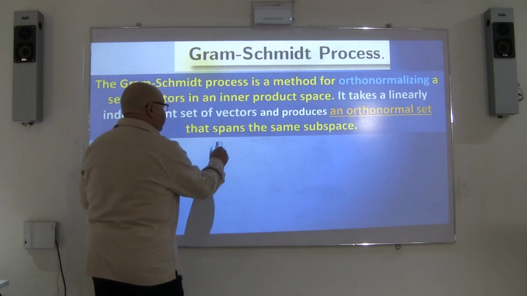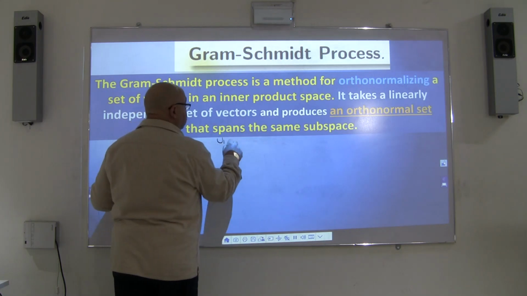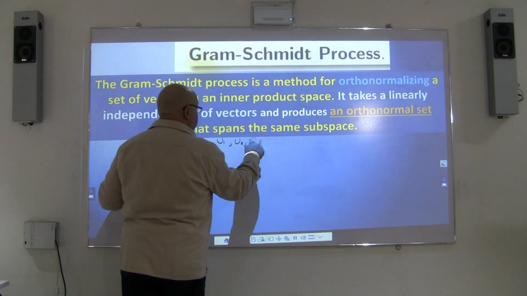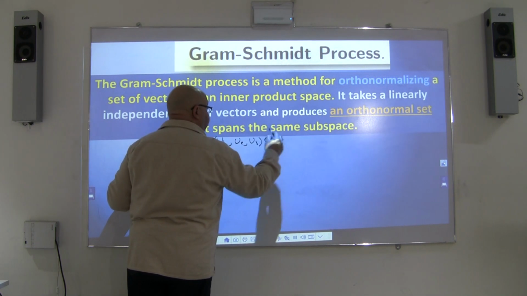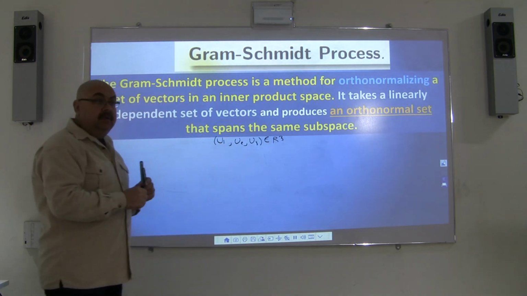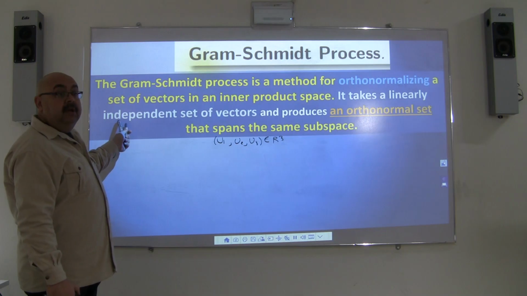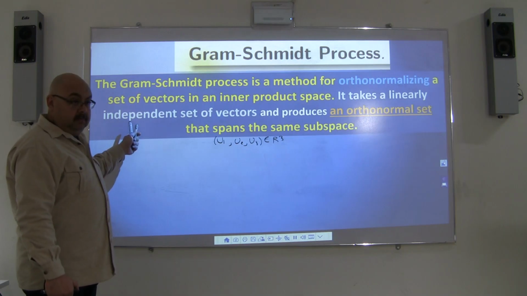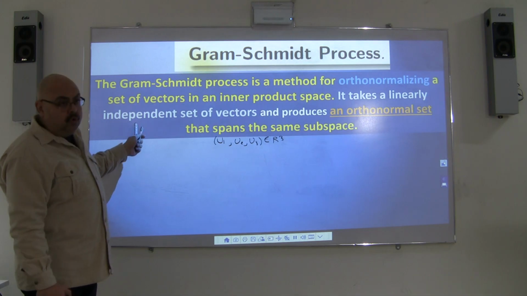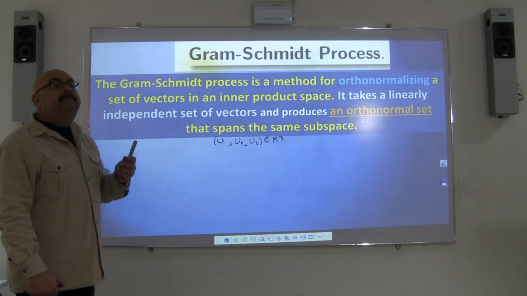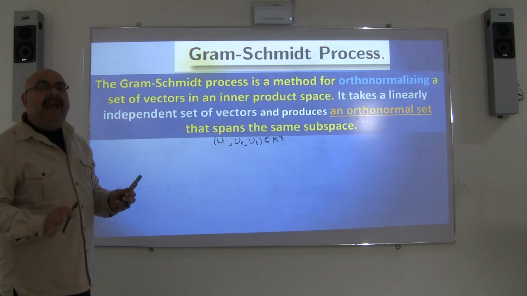If I have U1, is this color clear for you? If I have U1, U2, U3, this is a basis belonging to R3. So how many vectors? Three of them. They are linearly independent, but they are not orthogonal. I need to get orthogonal and also normalized vectors. It can be done. Very simple. I will start with the orthogonality.